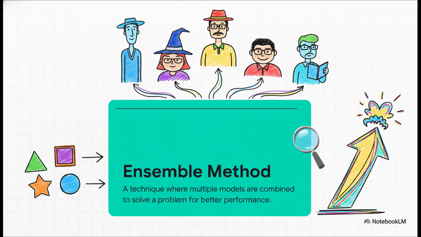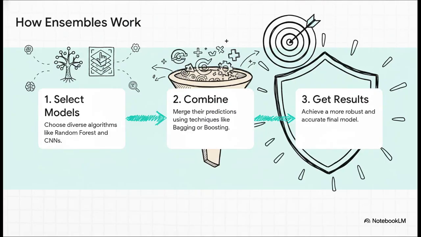It's a technique called an ensemble method. And honestly, the core idea is pretty simple. A team of diverse experts is almost always going to outperform one single genius working alone. So by combining different models, you can boost their strengths and cancel out their weaknesses. So how does it actually work? Well, it's kind of like a three-step recipe. First, you pick your team of models. For instance, one study combined a random forest with a CNN to recognize hand gestures. Next, you use a special technique to merge what they all think. And the result? You get a final model that's way more accurate and reliable than any of its individual parts could have been on their own.